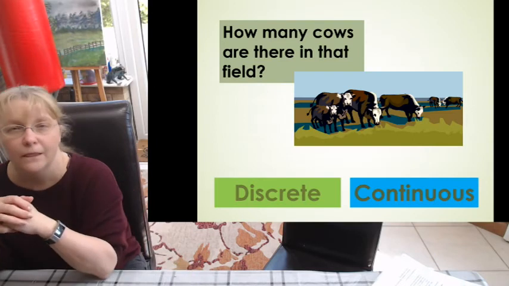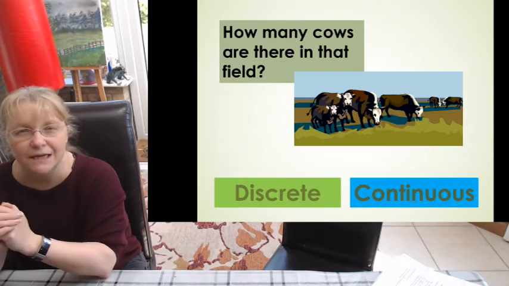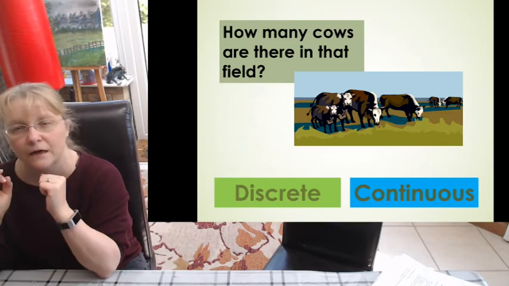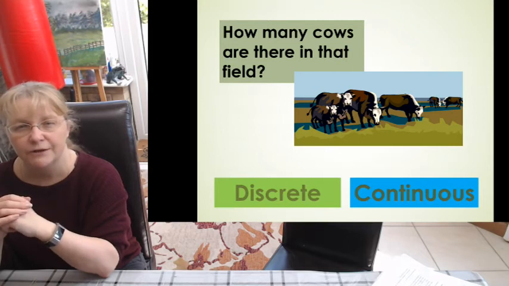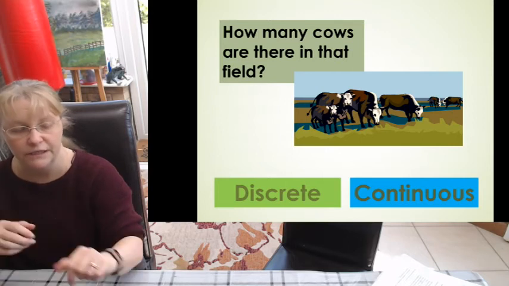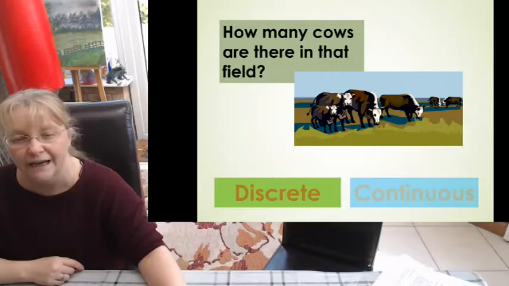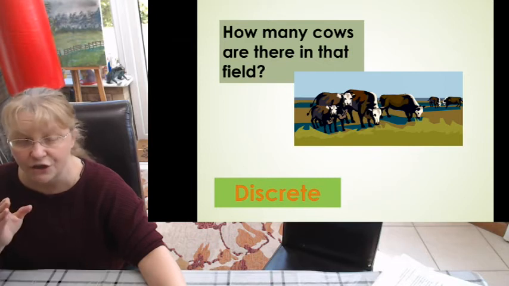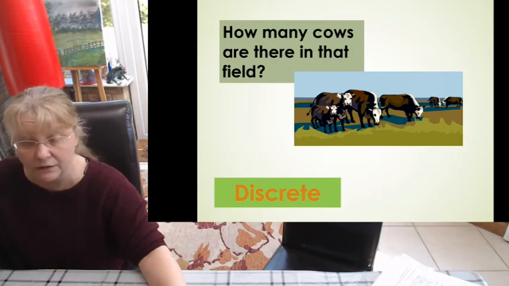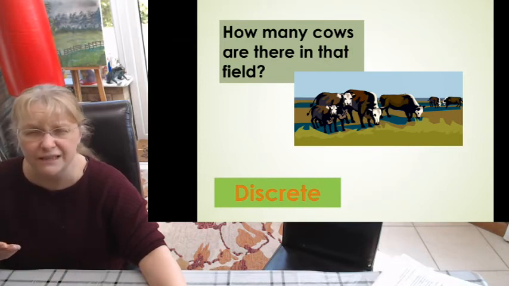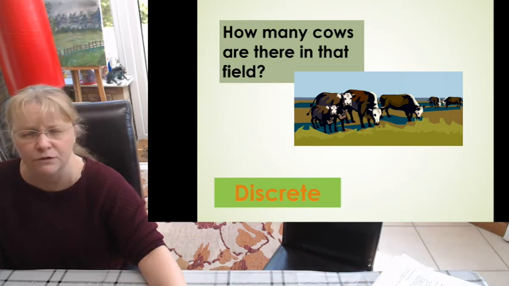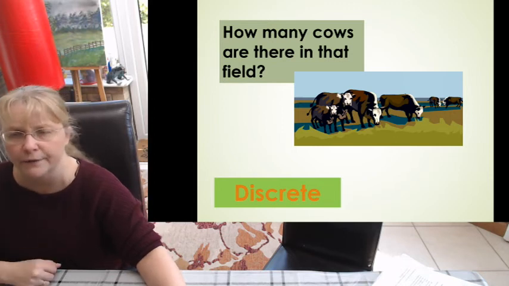So, let's see if you understand what I'm talking about. If I say, how many cows are there in the field? Is it discrete or continuous data? And we'll find it's discrete because you can only count single cows. You don't really see many half cows jumping around. That would be a little bit weird.